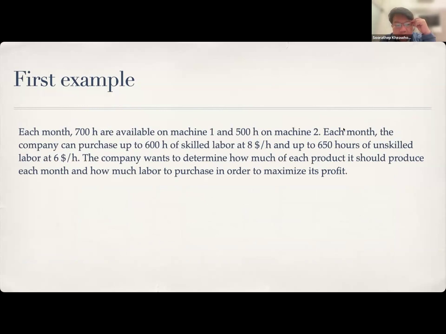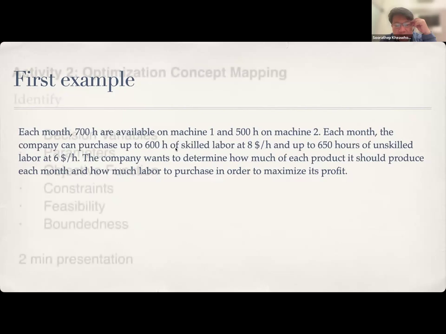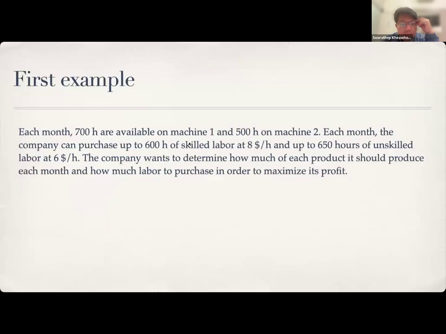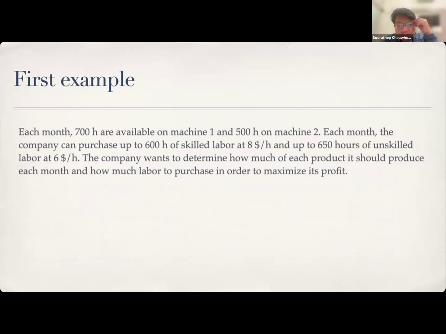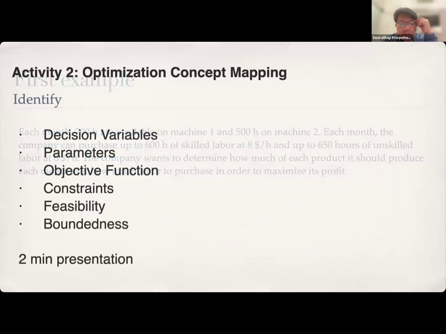700 hours available for machine 1, 500 hours available on machine 2, and each month the company can purchase up to 600 hours of skilled labor, okay? The company wants to determine how much of each product it should produce, okay? How much we produce of product 1, 2, 3, and 4 each month, and how much labor to purchase in order to maximize its profit. We want to maximize profit, right?